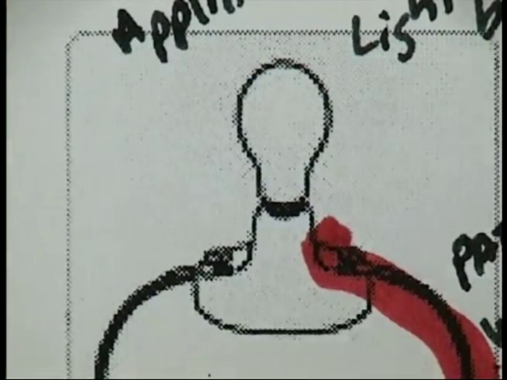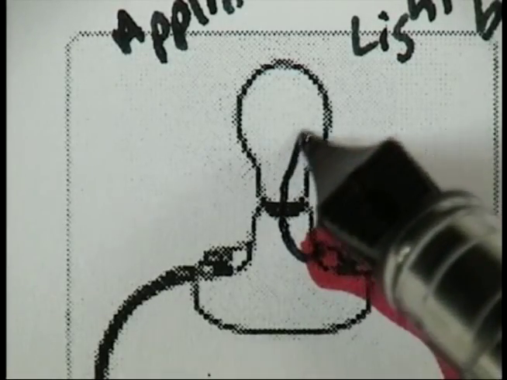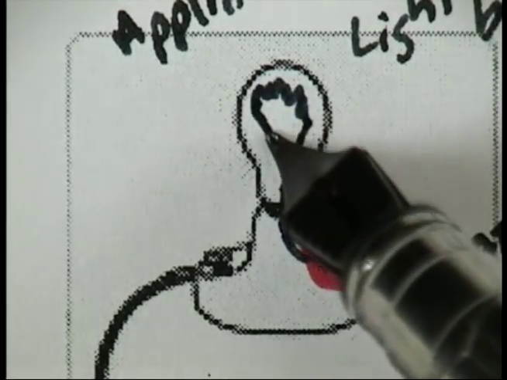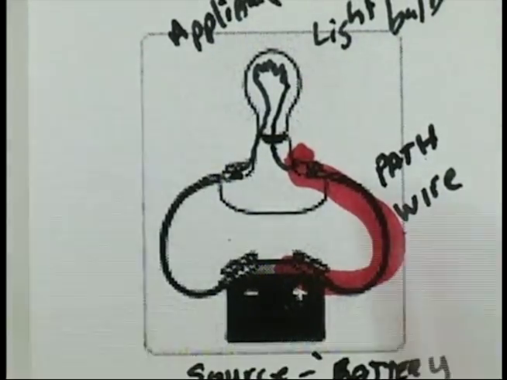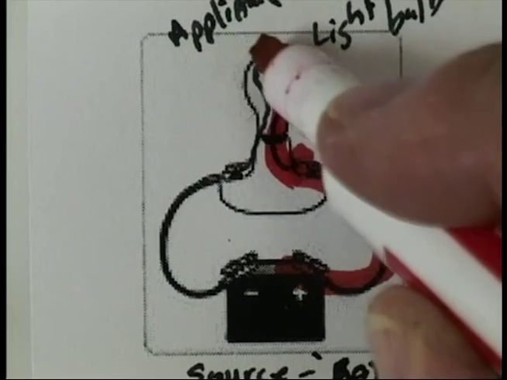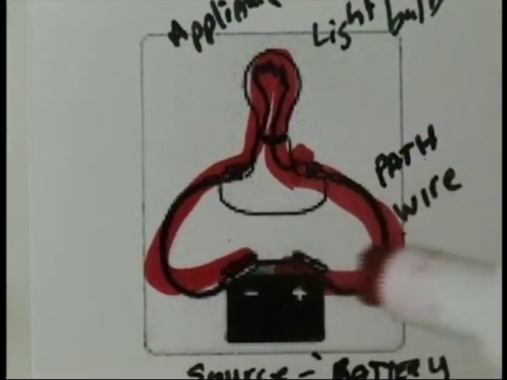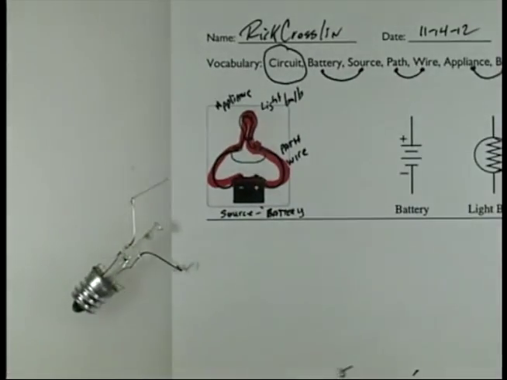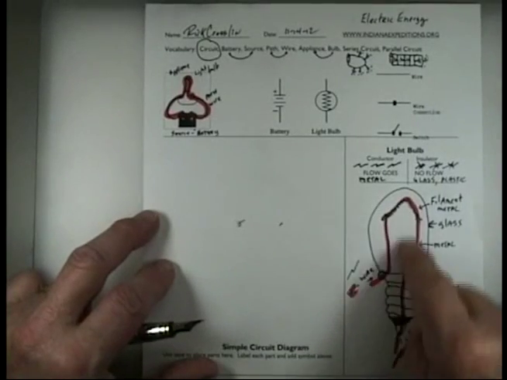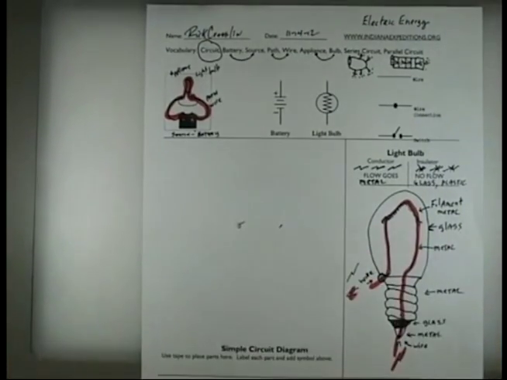Electricity is coming in through the bottom, going up, going across the filament, coming back down, out the side. Okay, so we should be able to complete our circuit. Electricity comes in, goes out, and back to the battery. Remember, this will help you. A circuit has to come in and go out. Come in and go out.